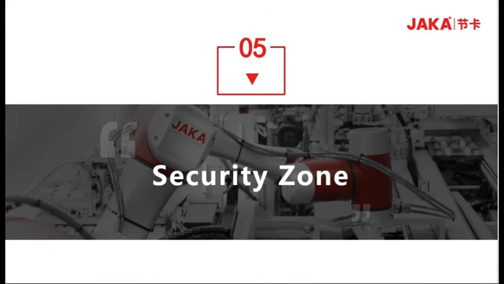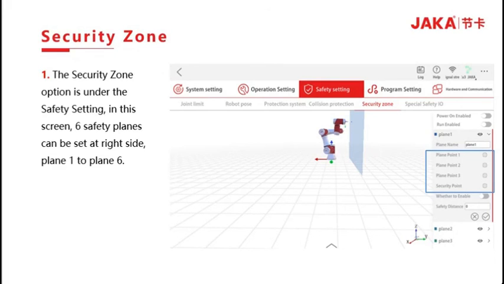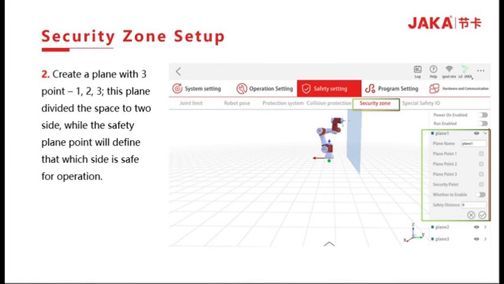Security zone. Find the security zone option in safety setting. As the right side picture, there are 6 security planes can be set, from plane 1 to 6. Each plane is combined with 3 points.